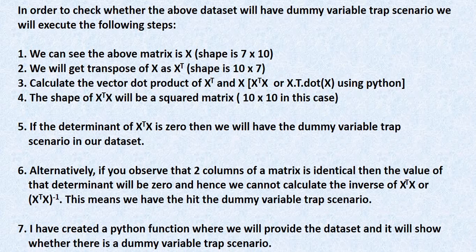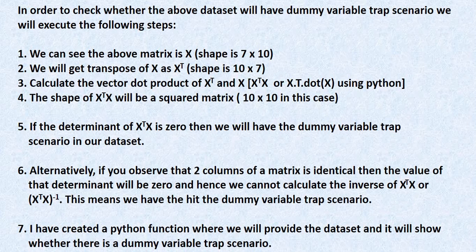Then we'll get the transpose of x, which is denoted as x transpose, or X T. Then we'll calculate the vector dot product of x transpose and x, which will be X.T.dot(x) using Python numpy. And also please note, when we are calculating the dot product, x transpose should come first. Otherwise, if you take x first, then the result will be different or incorrect.